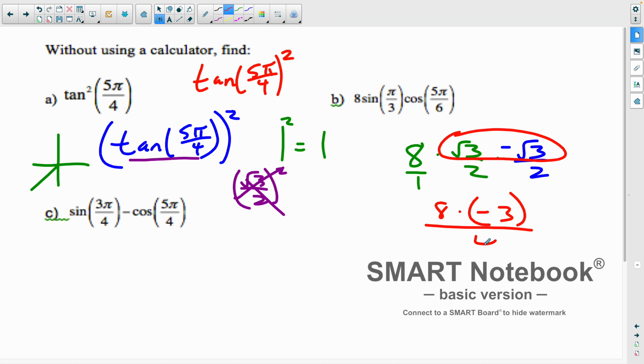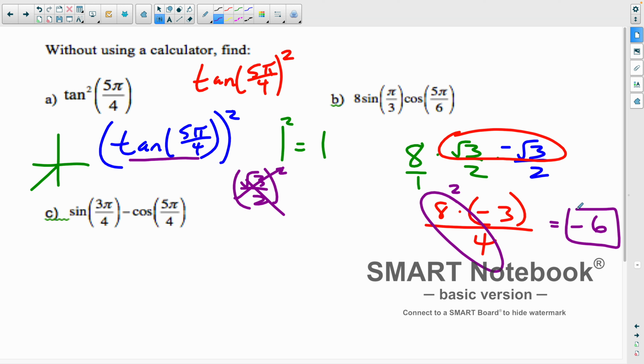2 times 2 on bottom is 4. And I mean, that's not that bad. These are simplified. What's 8 divided by 4? That is 2. 2 times -3 is -6. So all that work up there simplified down just to -6. They won't always simplify that nicely, but sometimes they do.